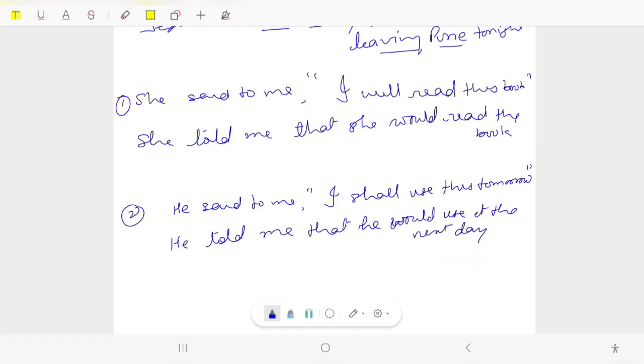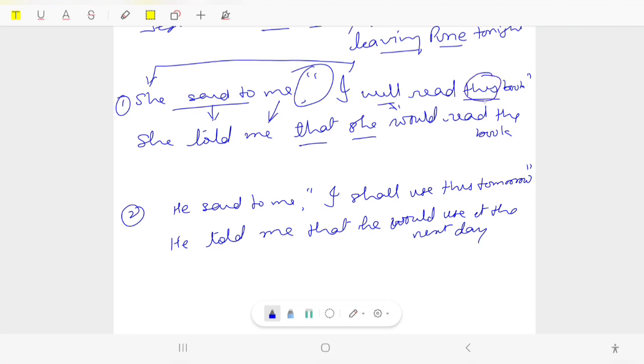Have a look at example number 1. She said to me, "I'll read this book." So "said" became "told me," inverted commas removed. The first person changed according to the subject, so it became "she." Since this reporting verb is in past tense, the reported speech will change its tense. So "will" became "would." She would read. Now see, this book.